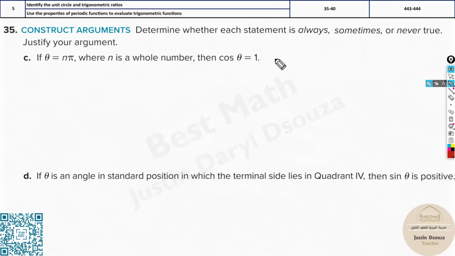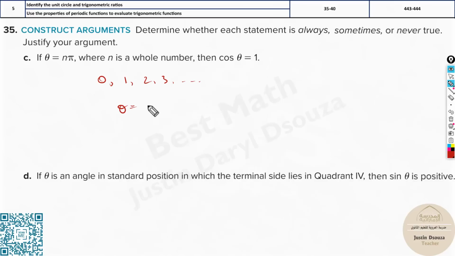Now let's look into this one. If theta is n pi, where n is a whole number, then cosine theta is equal to 1. Okay, let's write it out. Whole numbers means numbers that are positive, not fractions or anything. It's 0, 1, 2, 3, 4, and so on.